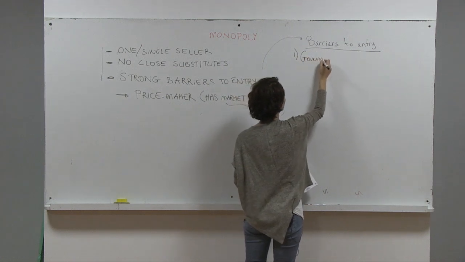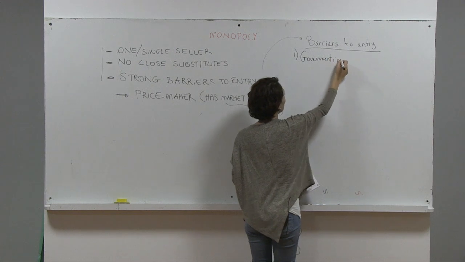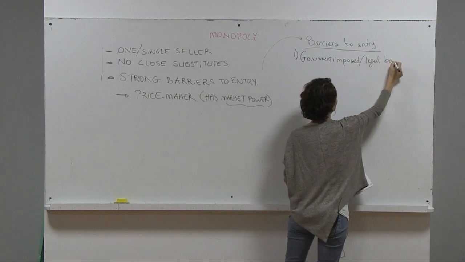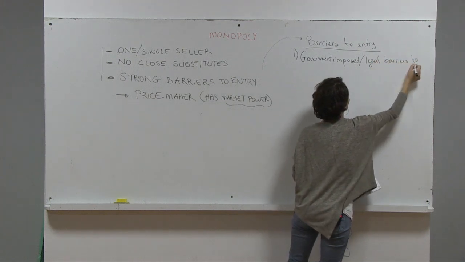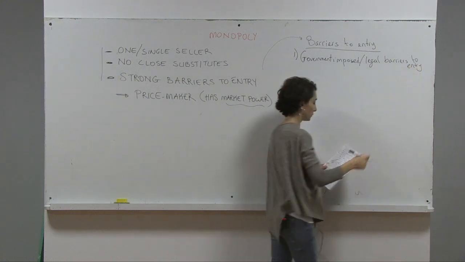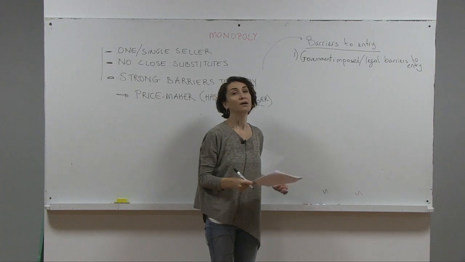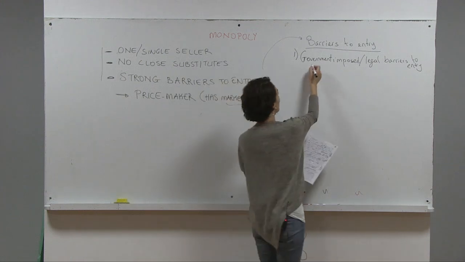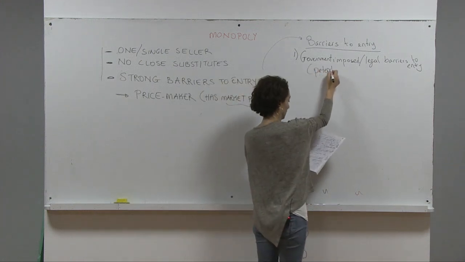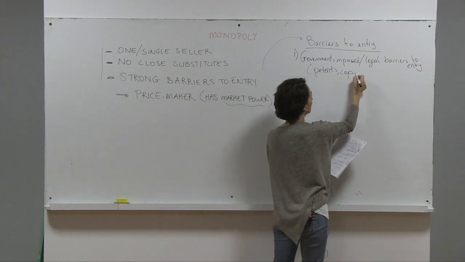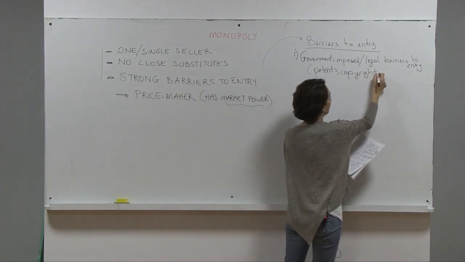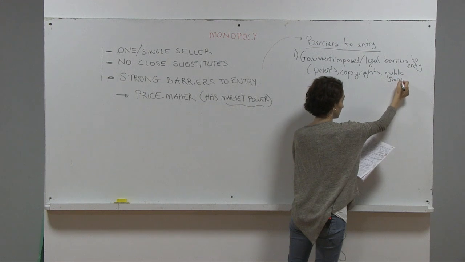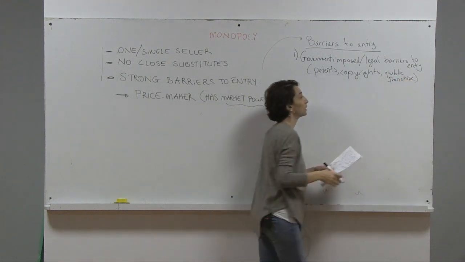Okay, government imposed and legal barriers to entry. For instance, patents, copyrights, public franchise, where the government gives you the right to operate a business, right?